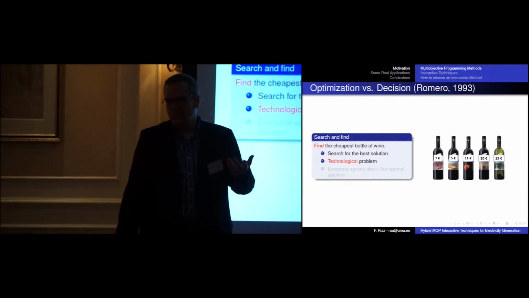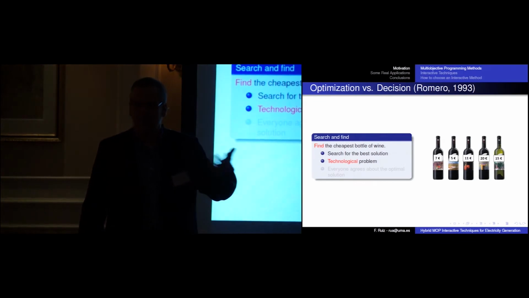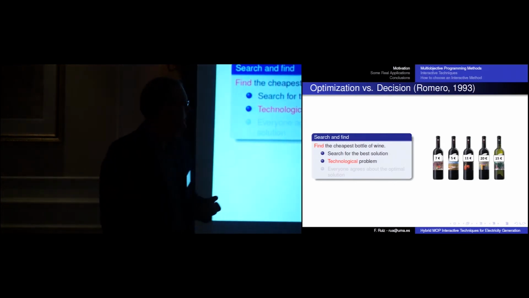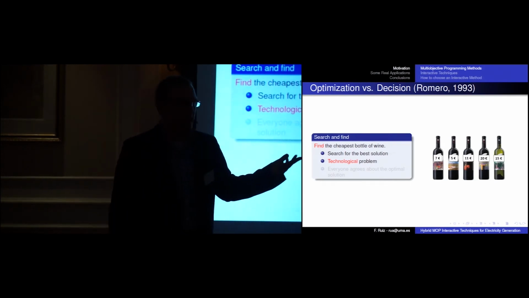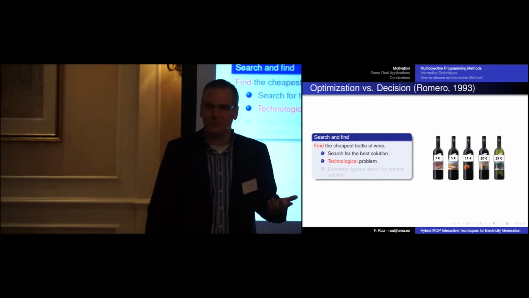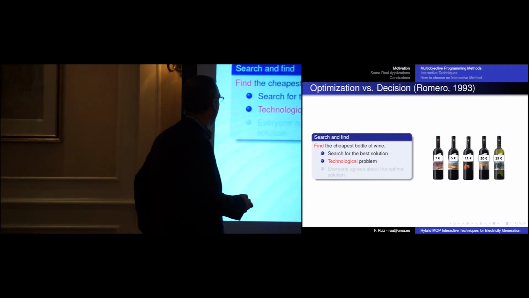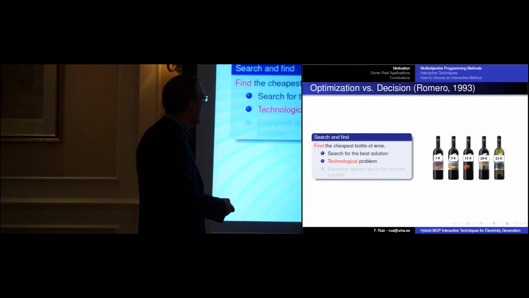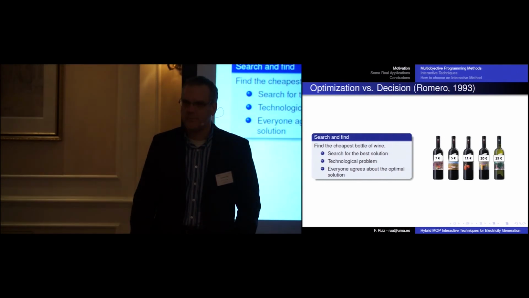Technological problem doesn't mean that it's easy to solve. We know that sometimes it's very difficult or even impossible. According to my wife, I'm completely unable to find the cheapest bottle of wine in a shelf or even to find anything on a shelf, so I don't have the technology, but if we have the technology, we'll find the cheapest bottle of wine, and what is more important, we will all agree that this is the cheapest bottle of wine once we have it, okay?